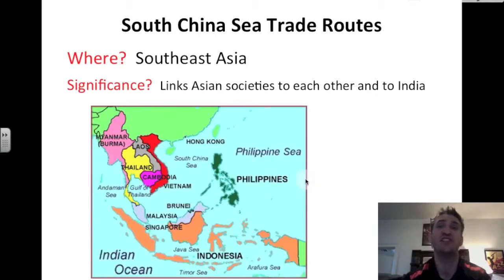The South China Sea trade routes. Where is it? Well, it's in Southeast Asia. And this map shows you some countries in Southeast Asia. The Philippines, Vietnam, Cambodia, Laos, Thailand, Myanmar, also called Burma, Malaysia, Singapore, Brunei. And the South China Sea trade routes links all of these different Asian societies. China is to the north here. And it also linked these Asian societies to India. As you see, the Indian Ocean is in the left-hand corner.